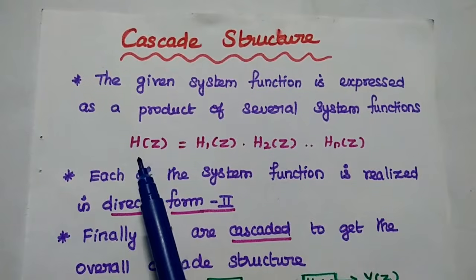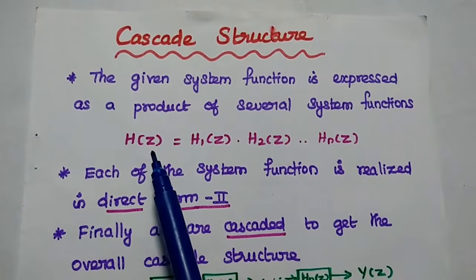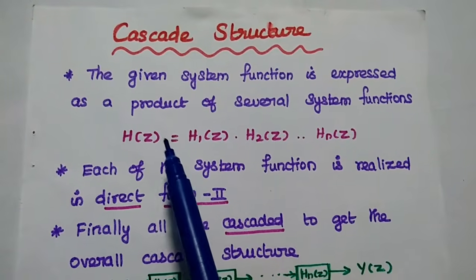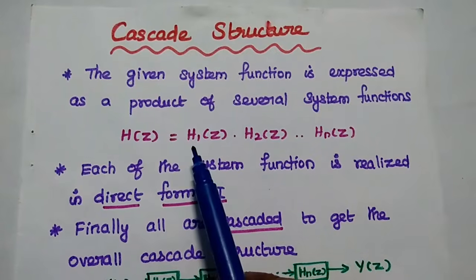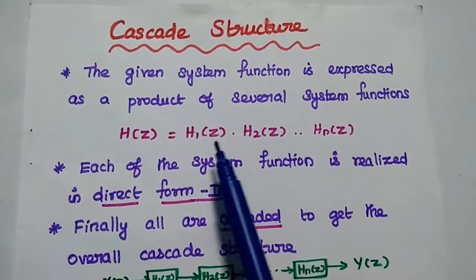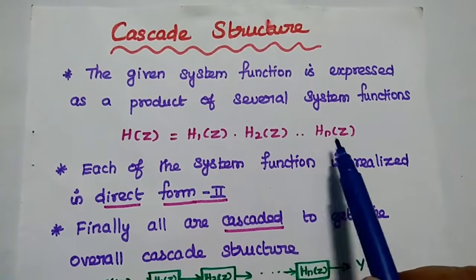Here, the capital H of z represents the overall system function of the given discrete time system. That is expressed as the product of several system functions, H1 of z multiplied with H2 of z till Hn of z.